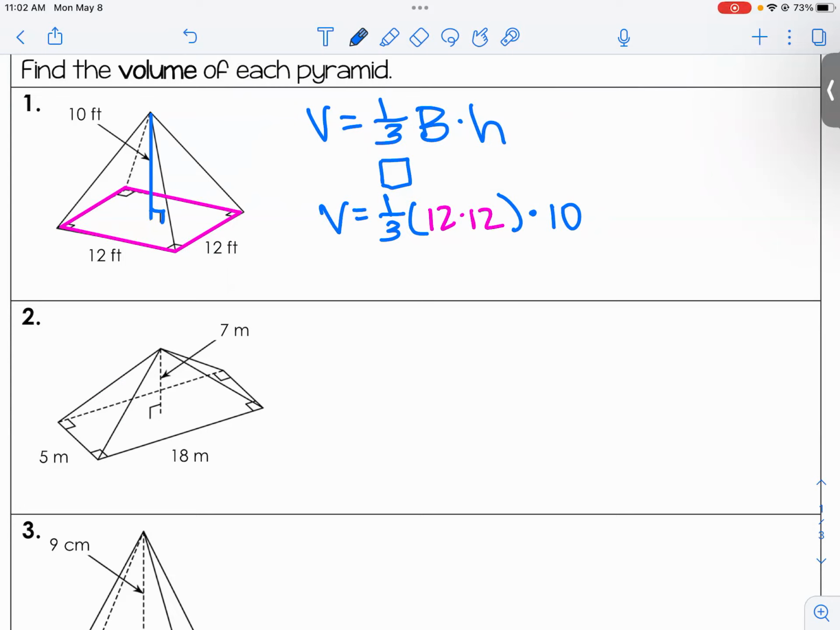Okay, so what are you going to do in your calculator? Bronson, can you tell me what would be the best way to put this into your calculator? Would it be 12 times 12 times 10 divided by 3? So that's what I would do. I would put in your calculator 12 times 12 times 10. Then I would come over here and say divided by 3. I think that would be the best way to put that into your calculator.